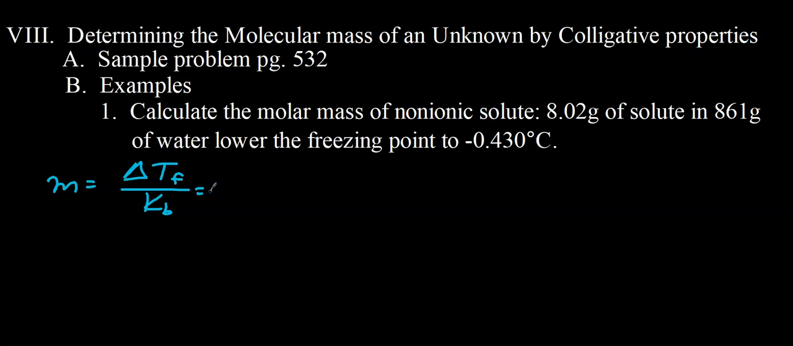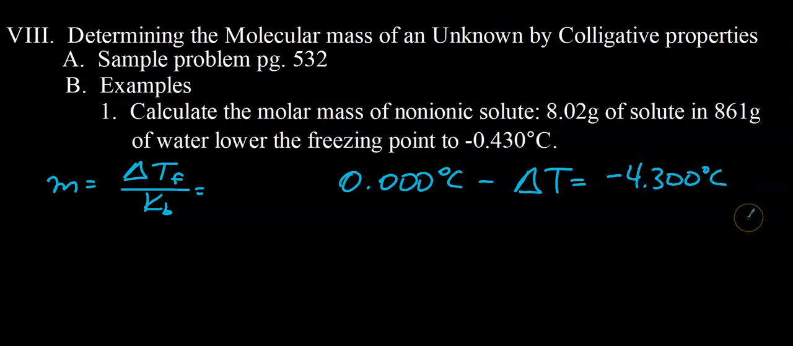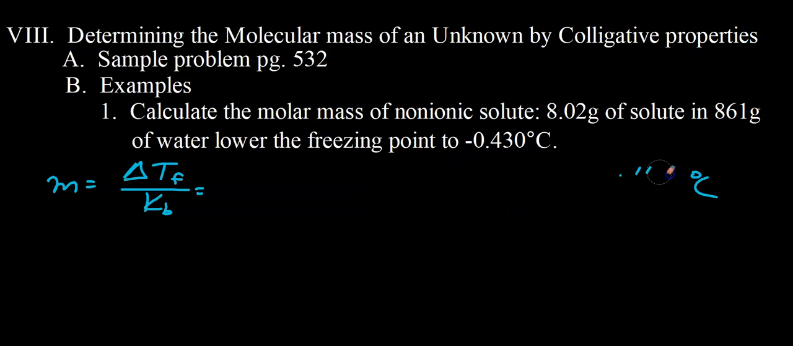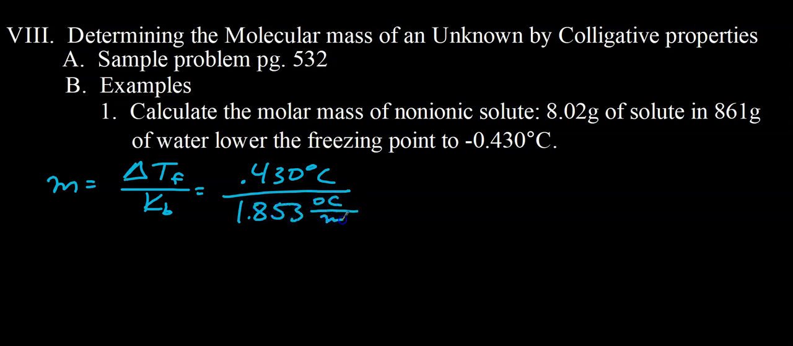Now we have a freezing point of negative 0.430 degrees Celsius. Remember, to calculate that, we take the freezing point of the solvent by itself, which is 0.000 degrees Celsius, minus our delta T, and that gives us the freezing point of the solution, which in this case is negative 0.430 degrees Celsius. So what is our delta Tf? Our delta Tf is 0.430 degrees Celsius. I just wanted to show you how to do that. All right, so 0.430 degrees Celsius over the Kf of water, which is 1.853 degrees Celsius per molal.